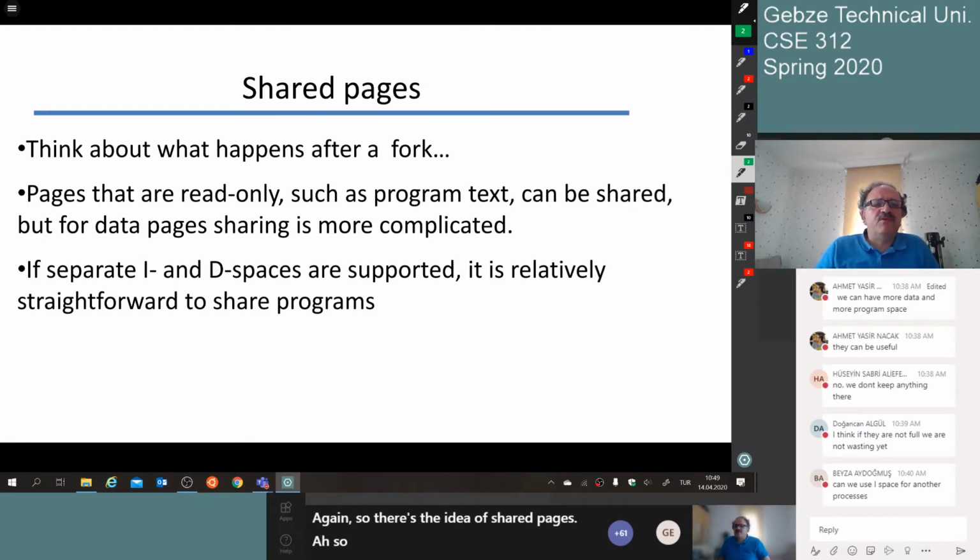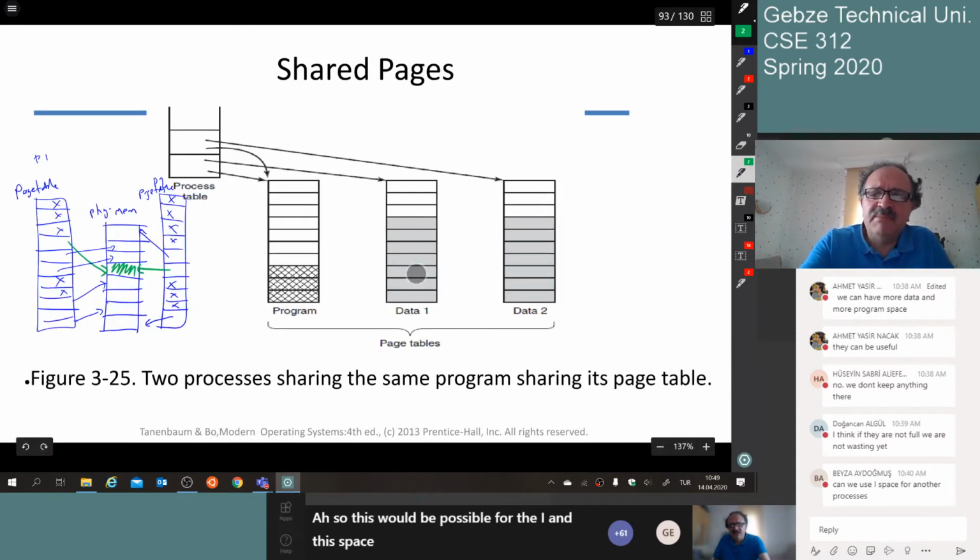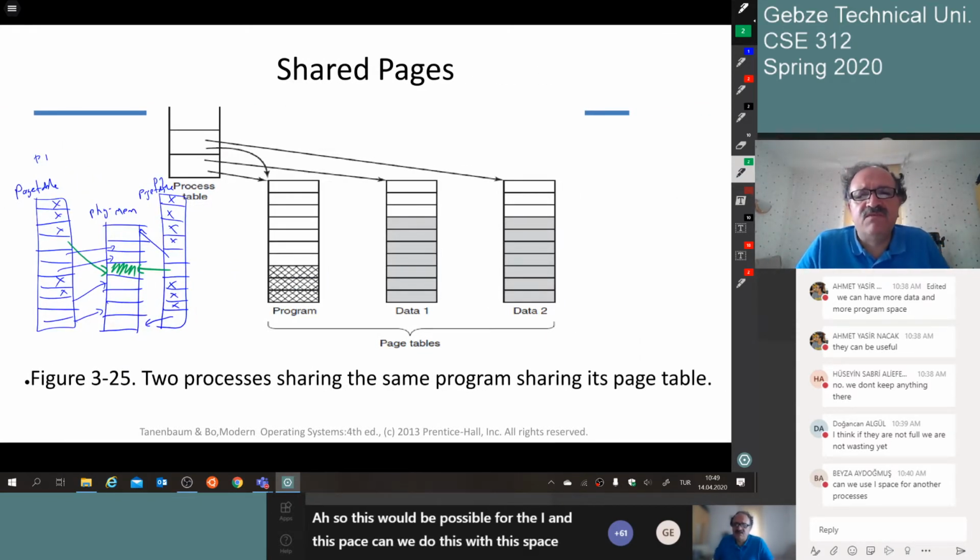This would be possible for the I and D space. Can we do this with the D space? Can we share pages for the data spaces after the fork? We can't. Just explain a little bit. Why?